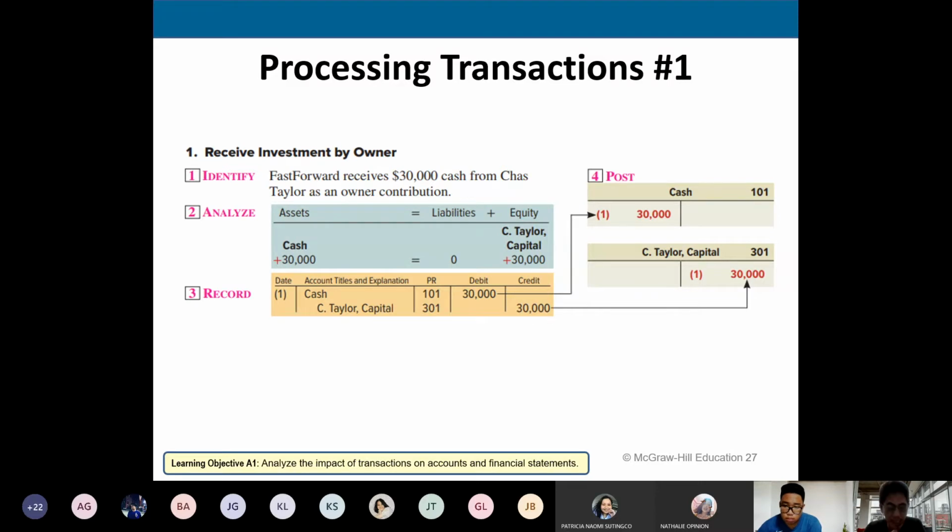The definition kasi is 2 or more persons bind themselves, tama, to contribute money, property, or industry for a common fund. Yun ang definition ng partnership, with the intention of dividing profit between or among themselves. Yun ang definition niya. Okay?